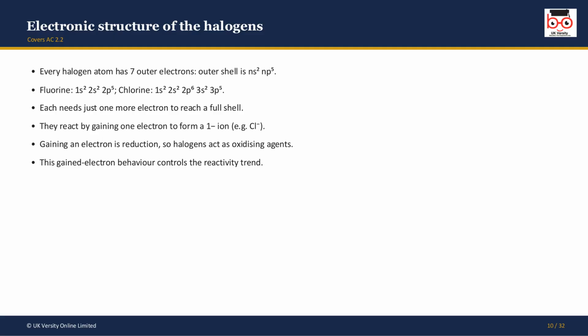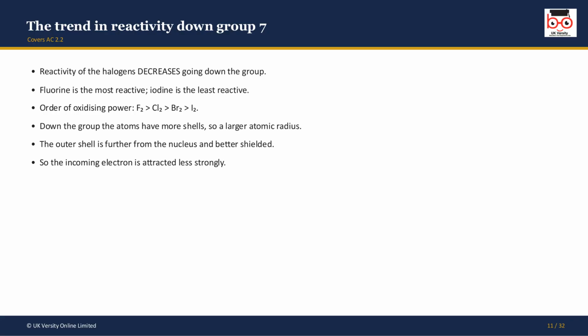Gaining an electron is reduction, so in doing this the halogen is acting as an oxidizing agent. The reactivity of the halogens decreases going down the group, which is the opposite of what we saw for the group 2 metals.